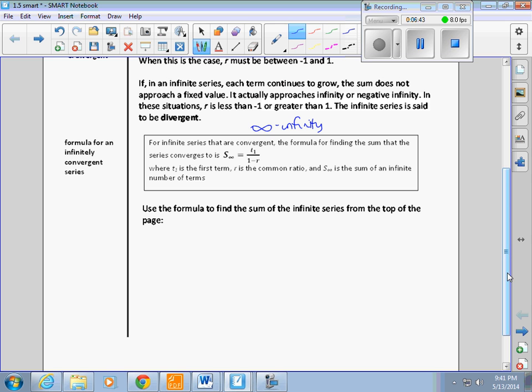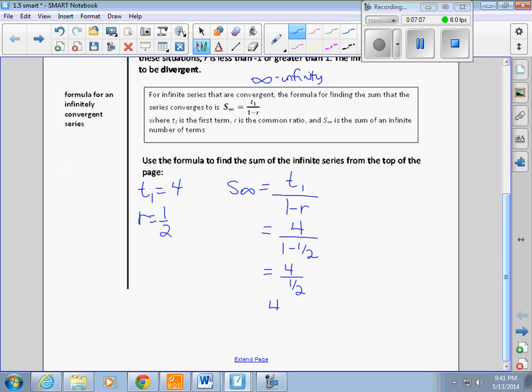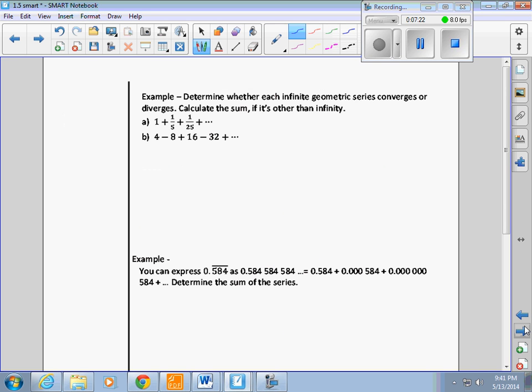So my term 1 was equal to 4. My ratio was equal to 1/2. My formula for the sum of the infinite terms is T1 over 1 minus r. So this is 4 divided by 1 minus 1/2. So this is the same as saying 4 divided by 1/2, which is the same as 4 times 2, which is 8, which is what we found by doing the actual adding of those.